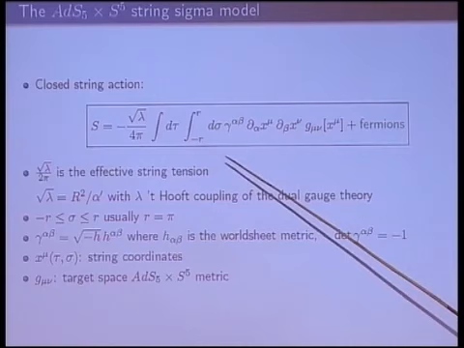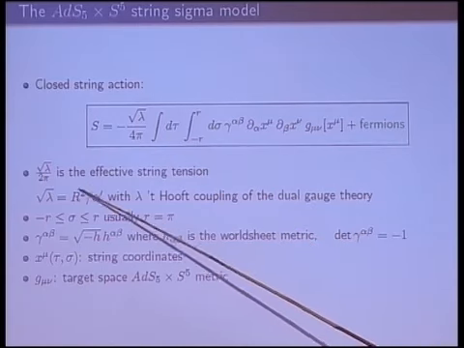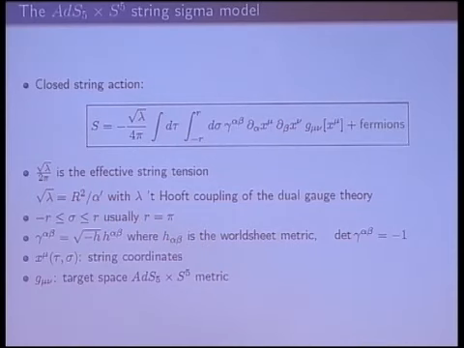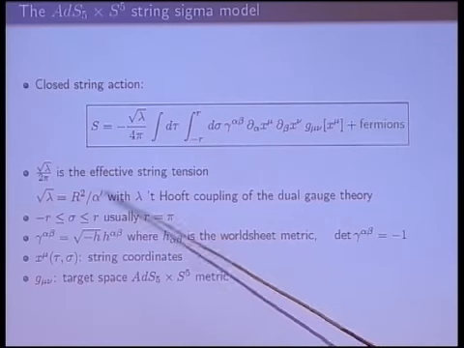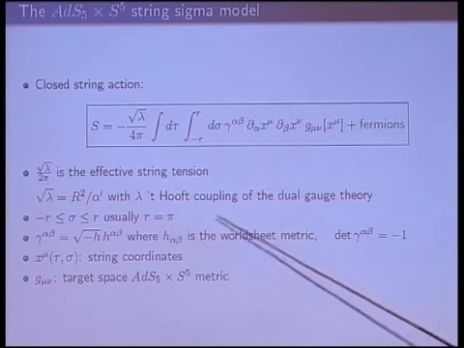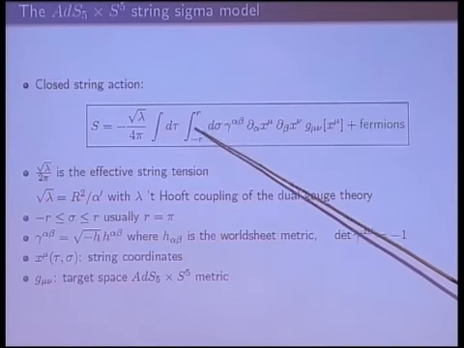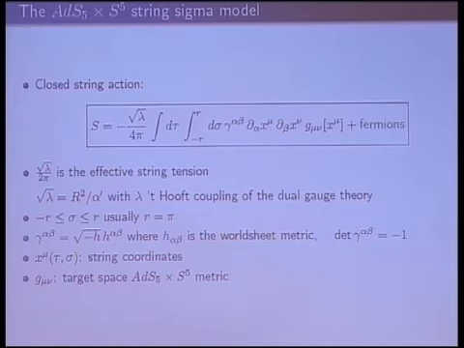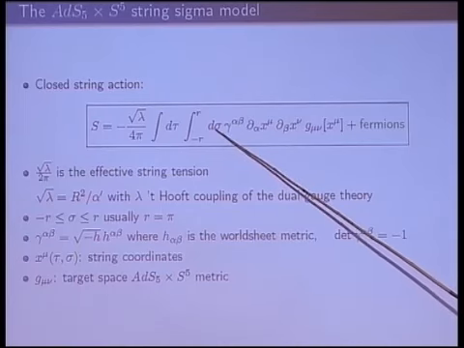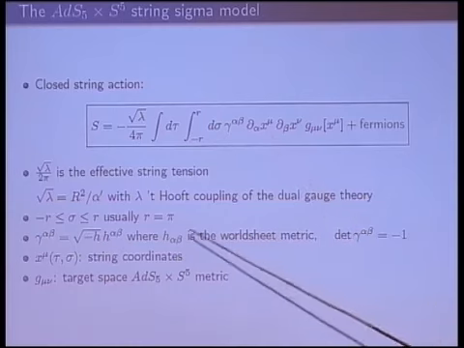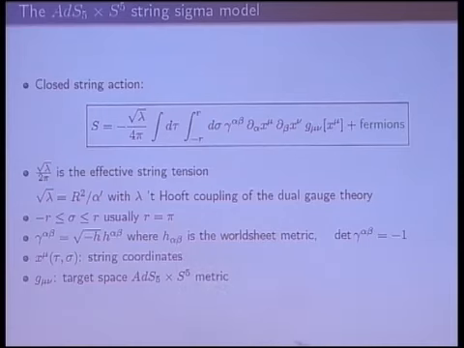The closed string action in this background is spelled out here. So up front we have the effective string tension, which is the ratio of the radius of AdS5 and S5 over the string length squared, and it is of course to be associated with the 't Hooft coupling in the gauge theory. Moreover, the length of the string, the extension of the space-like coordinate sigma on the world sheet, is kept open here. So I'll just introduce the parameter r, and gamma is just this combination of a world sheet metric whose determinant is -1, x are the embedding coordinates, and g is the metric.